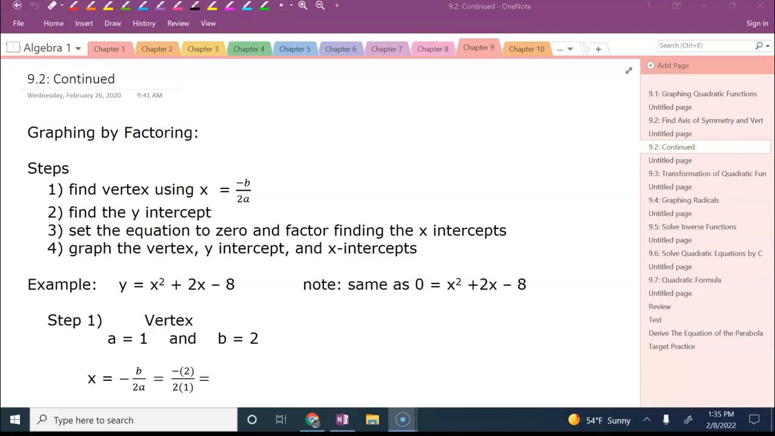Okay, so we're going to continue to talk about 9.2 here and get a little bit more in depth with our graphing. Previously when we started section 2, we had talked about how we can graph something by using the vertex and the y-intercept and that axis of symmetry point. We're still going to talk about those same things in this section. Those have not gone away. We're still going to want to be able to find our vertex, find our axis of symmetry, our y-intercept point.